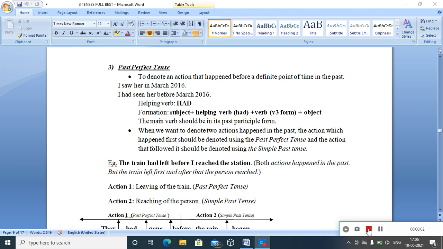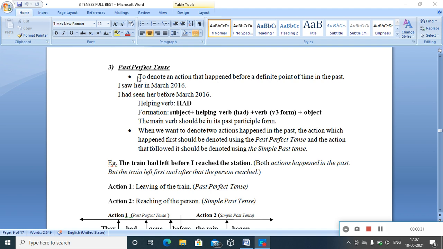Hello, this is going to be the session on past perfect tense, the third type under the past category. Past tense in general has four subdivisions, and this is going to be the third type of past tense, past perfect tense. Let us see what the usages are.